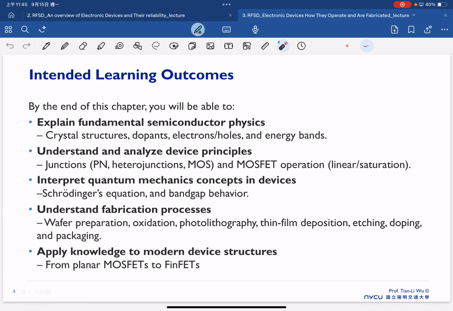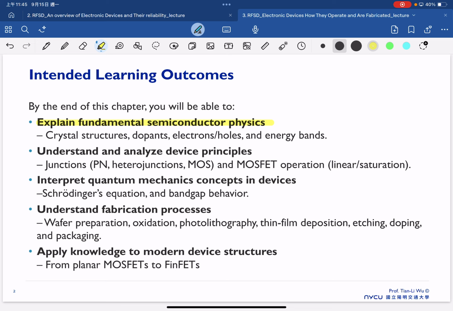First of all, what would be expected to learn by the end of this chapter? So you will be able to explain the fundamental semiconductor physics. Of course, some of you are currently following the semiconductor physics device course. Some of you have already taken it, but basically we will still quickly go through what is more important related to semiconductors, related to crystal, dopants, electron holes, and energy band, because we will need these concepts for later reliability.